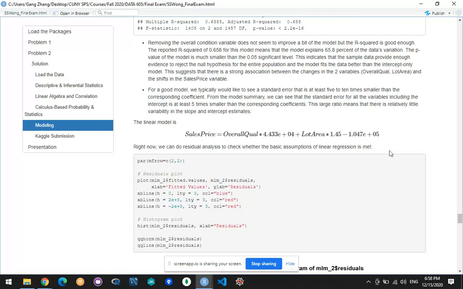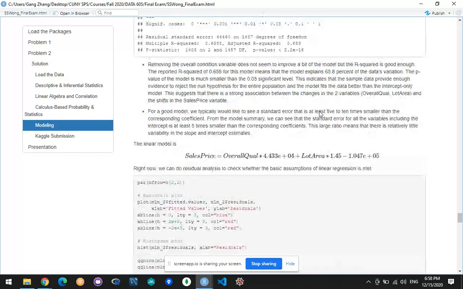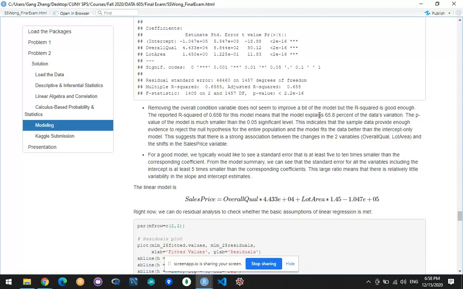For a good model, typically we like to see the standard error be at least 5 to 10 times smaller than the corresponding coefficient. And from this model, we can see that the standard error for all the variables, including the intercept, is at least 5 times smaller than the corresponding coefficient. And this ratio means that there's relatively little variability in the slope and intercept estimates.